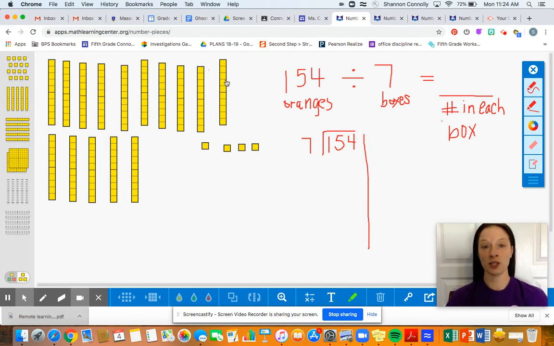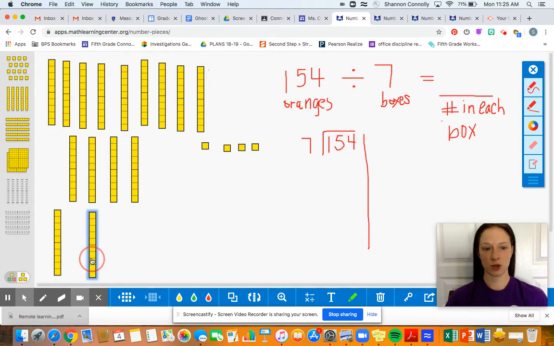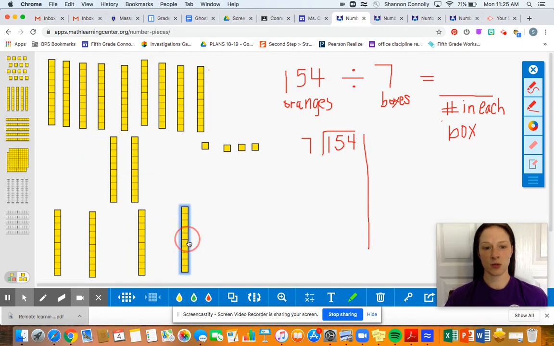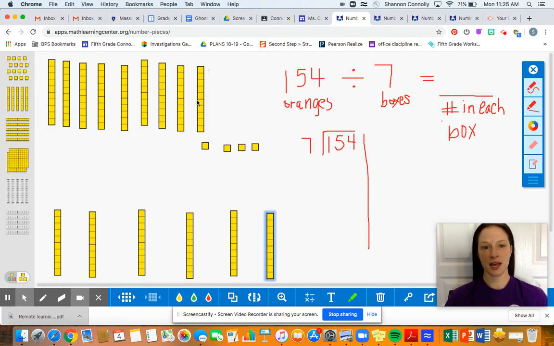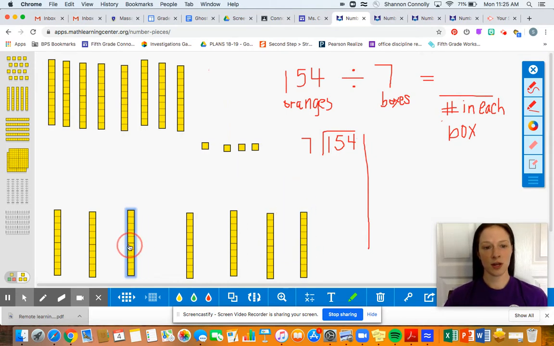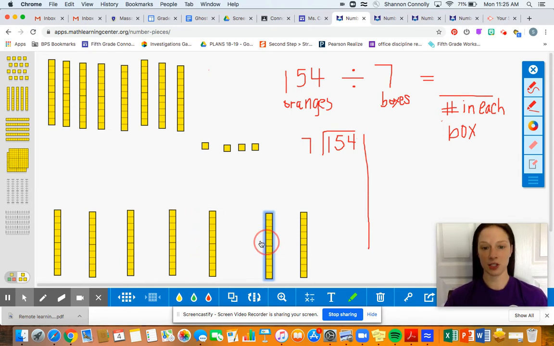Okay, so what I'm going to do is I'm going to take this group of 10 here, and I'm going to put 10 oranges into my first box. Okay. Then I'm going to put 10 oranges in box 2, 10 oranges in box 3, 10 oranges in box 4, 10 oranges in box 5, 10 oranges in box 6, and 10 oranges in box 7. Okay, so far, what has happened? What has happened is I took 7 groups of 10.